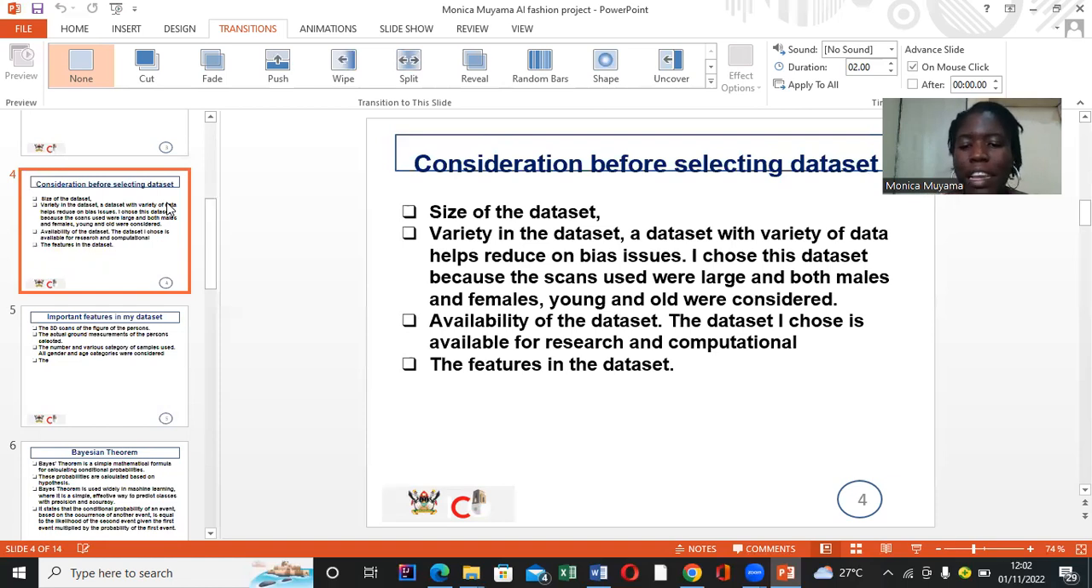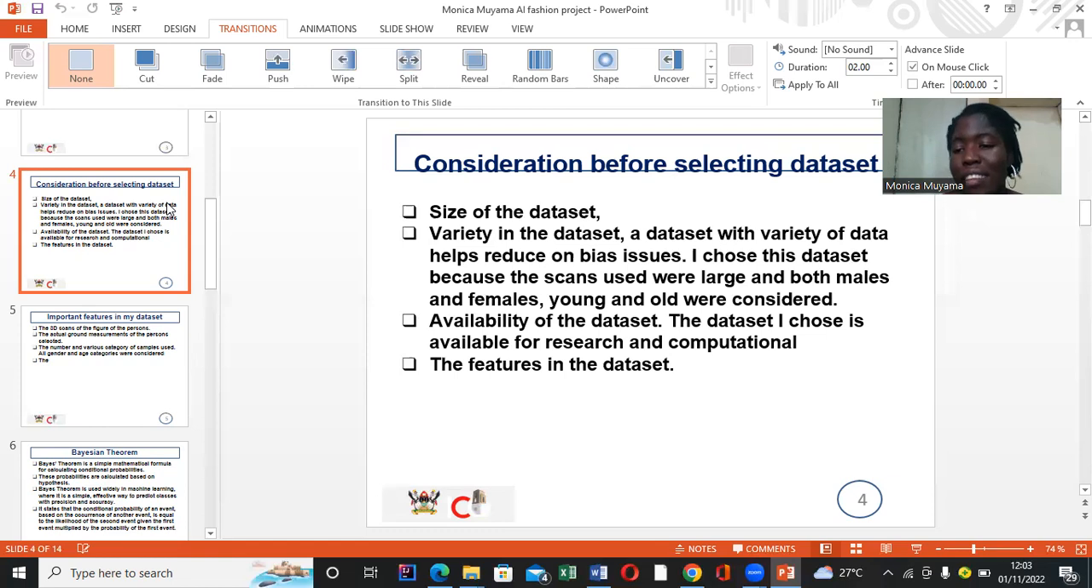Then variety in my data set. My data set majorly has all categories of people, male, female, young, old, so that everyone is considered, even when you put in your information, to be able to work for you despite your age, your sex, and your size. Then we also consider the availability of the data set. The data set that I chose is available for research and computational purposes.